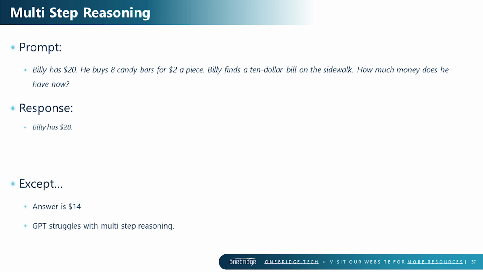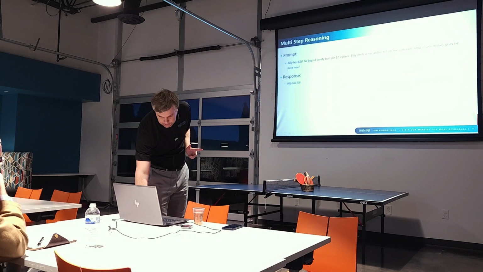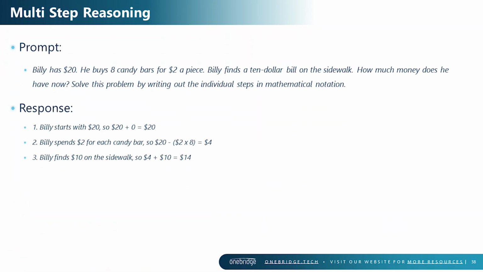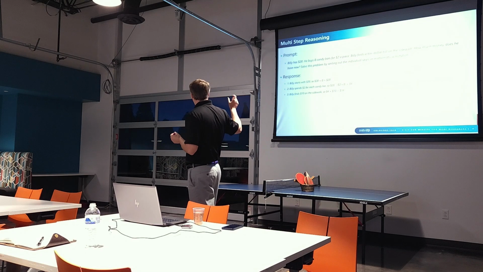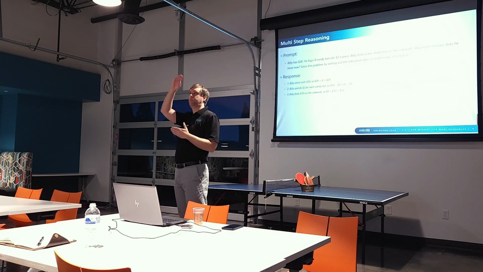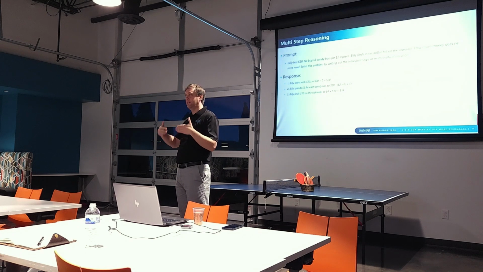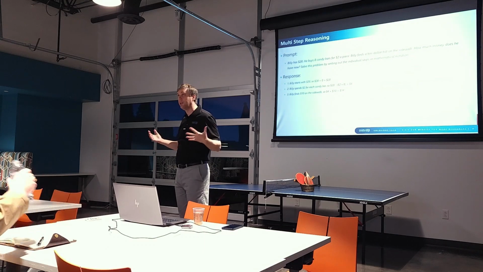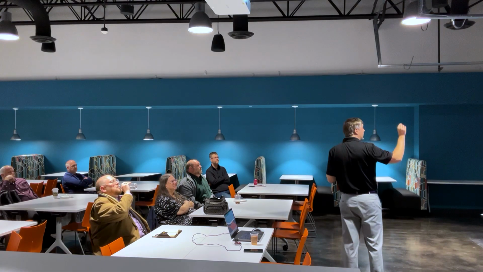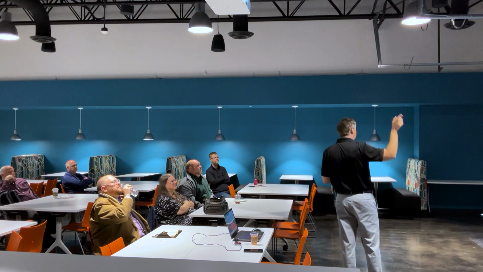But what we can do, and as I mentioned that phrase, prompt engineering, is say, solve this problem by writing out the individual steps in mathematical notation. If we give it that instruction, then it can get the right answer. It kind of makes intuitive sense that if we just have it output one number, that is one pass through the model, and it has to do all that multi-step reasoning in one pass, it can't do it. That's not how it works. But if we say write it out, then each word is another loop through the model, so we can break down those little tasks.